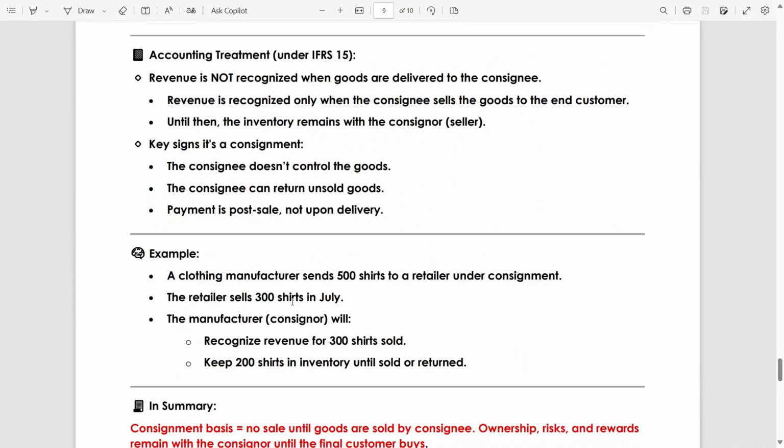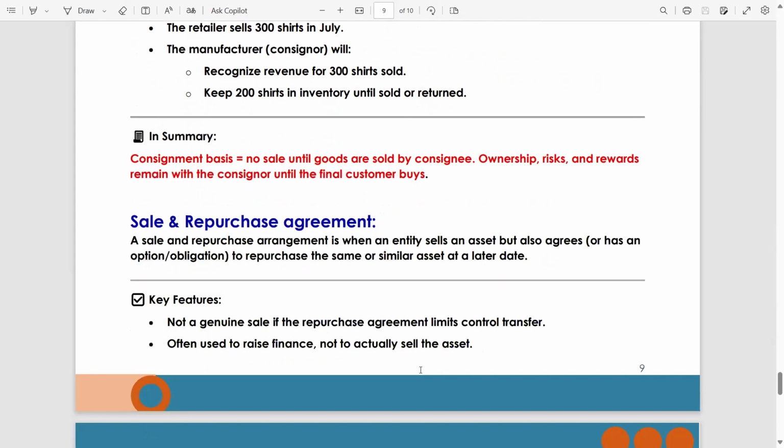The retailer sells 300 shirts in July. The manufacturer, the consignor, will recognize revenue for 300 shirts sold, and keep 200 shirts in inventory until sold or returned. Summary: consignment basis, no sale until goods are sold by the consignee. Ownership, risk, and rewards remain with the consignor until the final customer buys, means until the consignee sells to the final or end consumer.